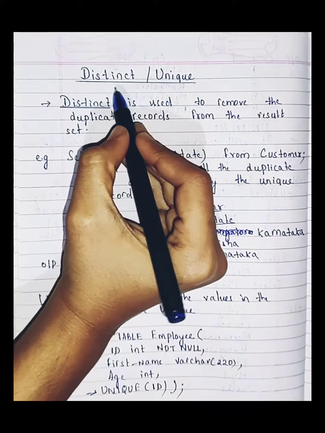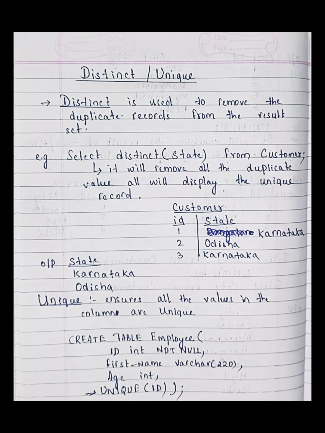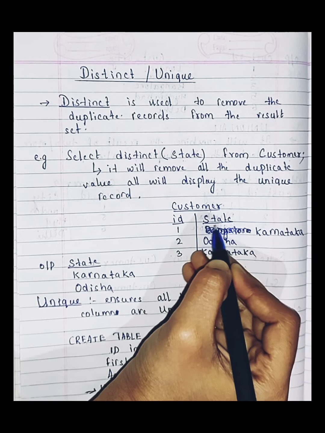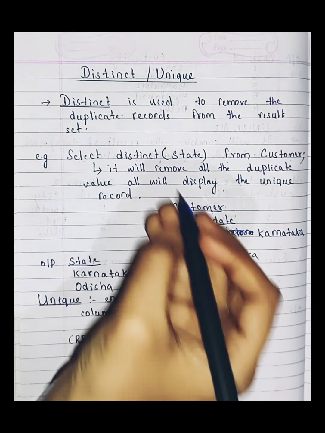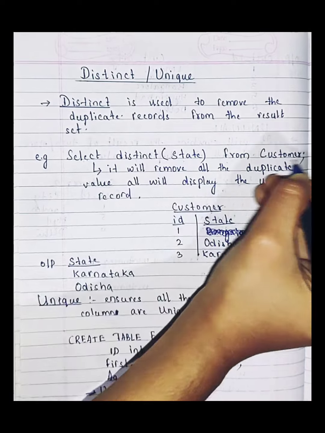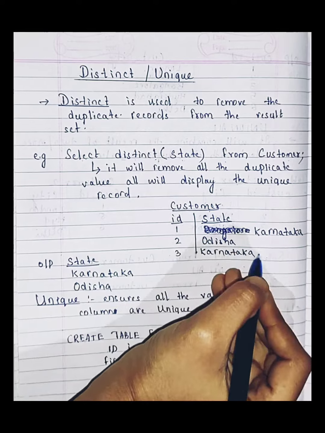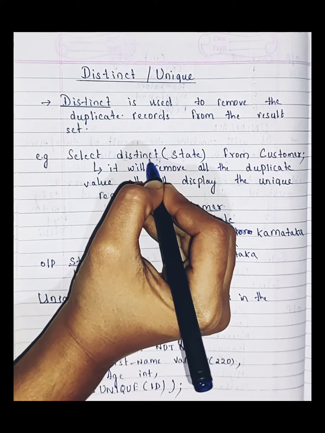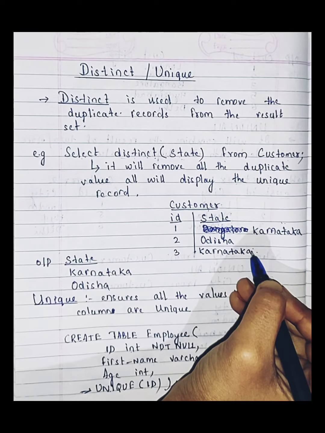Now moving ahead, what is the difference between distinct and the unique constraint? Distinct, as we have already discussed in our tutorial, is used to remove the duplicate values from the result set. For example, there is one customer table and we want to display all the states where the different customers belong. So what will we write? That is select distinct state from customer. If we are not writing distinct, there can be different customers staying in the same city, so the same city will get repeated again and again. That's why we write distinct, so that it will discard the duplicate records and display the unique records.